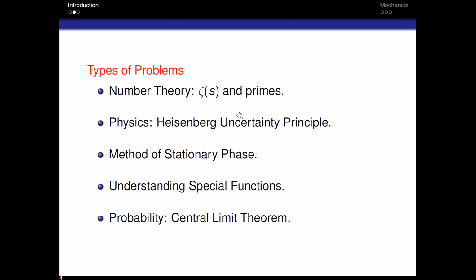Another great thing we'll see in the class in terms of applications is the method of stationary phase. So what is n factorial? N factorial is n times n minus 1 times n minus 2 all the way down to 1. What does n factorial represent? Number of permutations of n objects, to be a little more specific, where order matters.